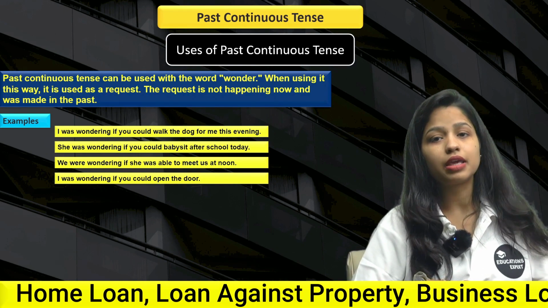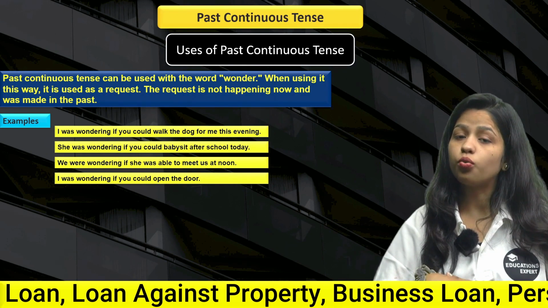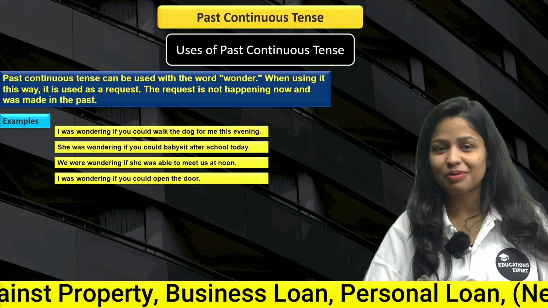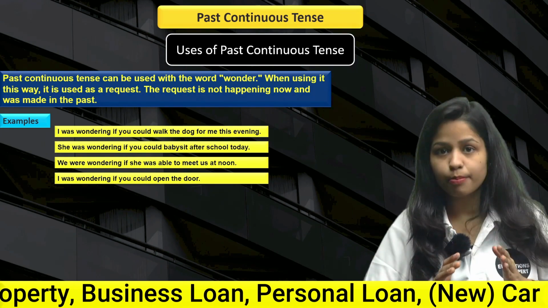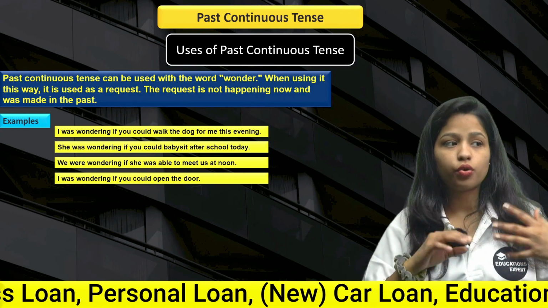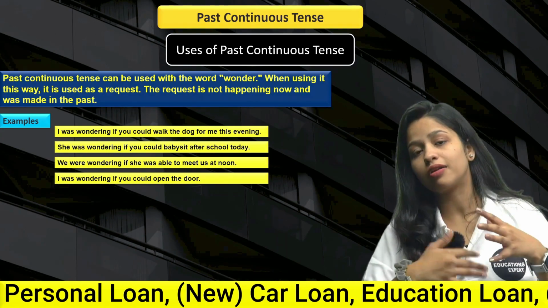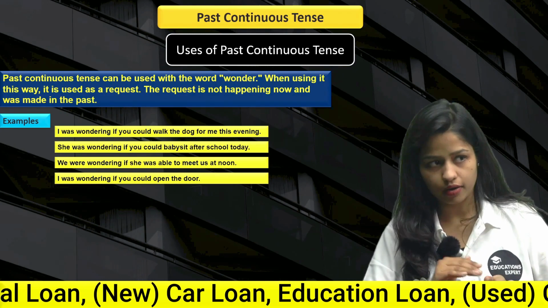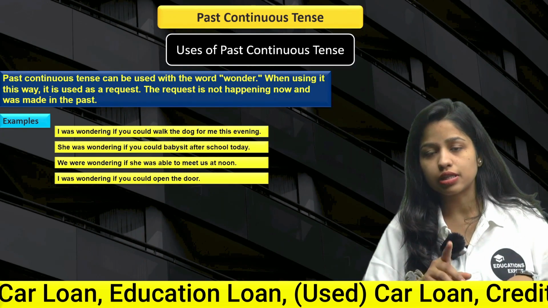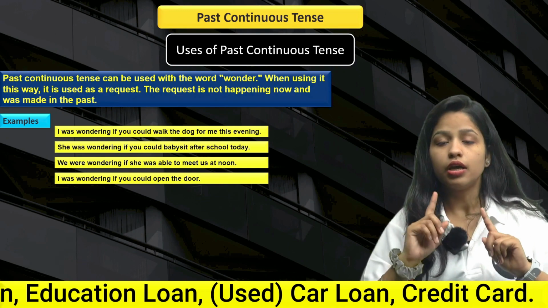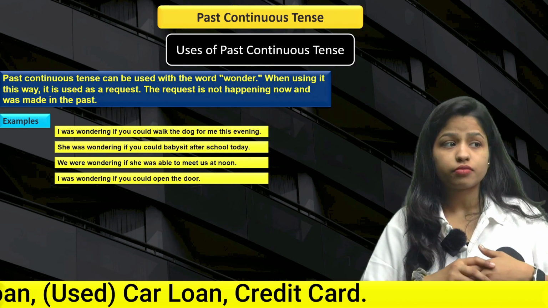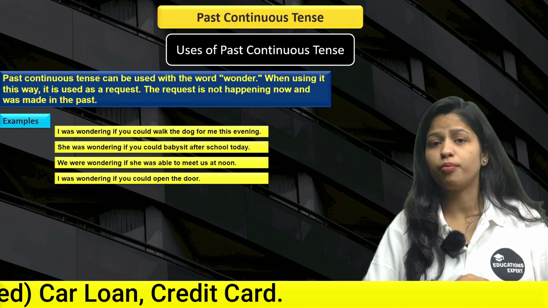So basically, we are making a request by using the word wonder instead of the word request. I hope you get it. You can replace the word request with wonder. Clear? I was wondering if you could. When you're using could, I've told you in my modal verbs lesson that could can also be used as a polite request, right? So, I was wondering if you could walk the dog for me this evening.